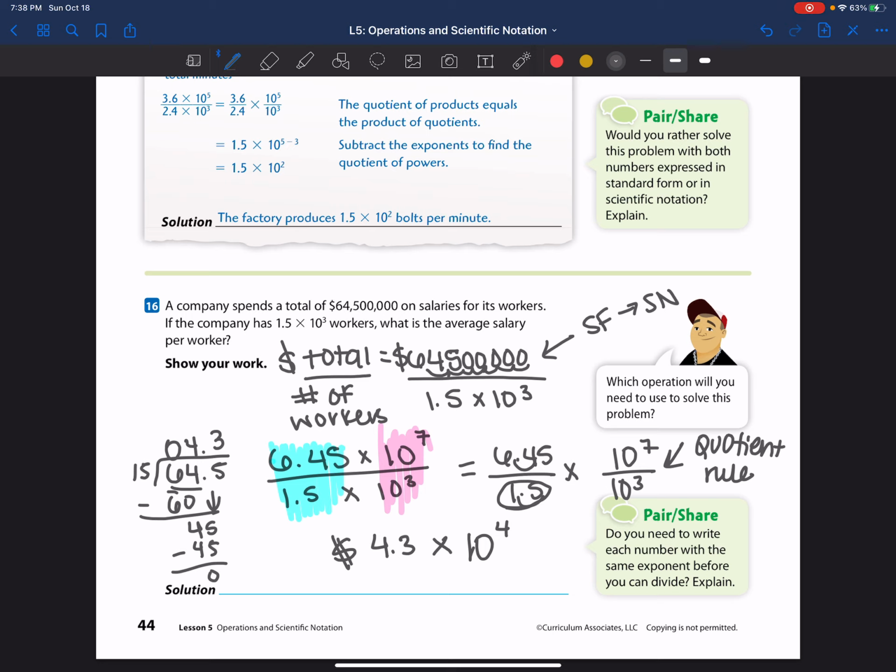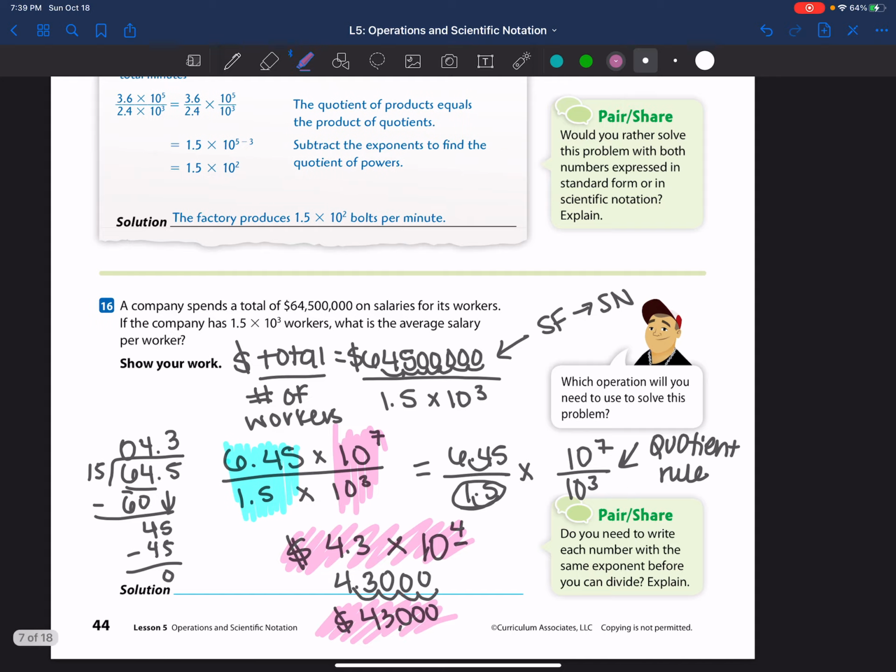But if you want to actually know what that number is, all you'll do is have your 4.3, move your decimal place 4 places to the right. 1, 2, 3, 4. Add your placeholders. So each worker is making about $43,000 in salary a year. And this is what I would accept. What I really want is scientific notation, but you need to also understand in the real world, this is what it means. Okay. And that's it for number 16.